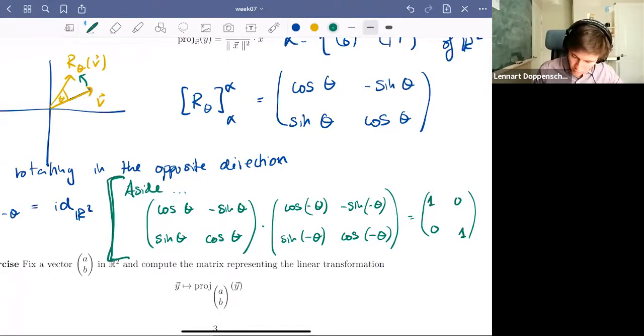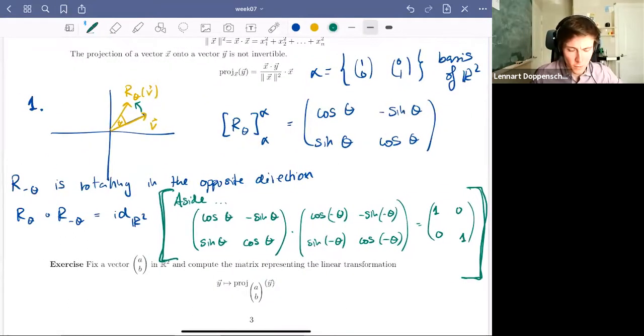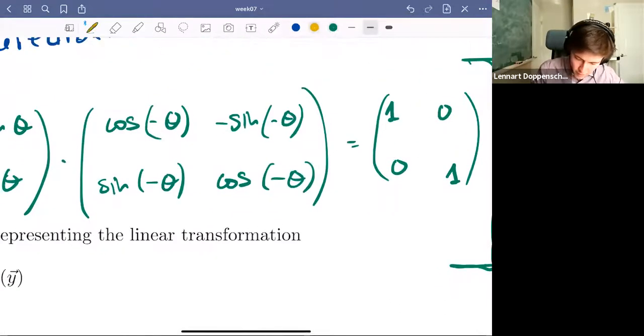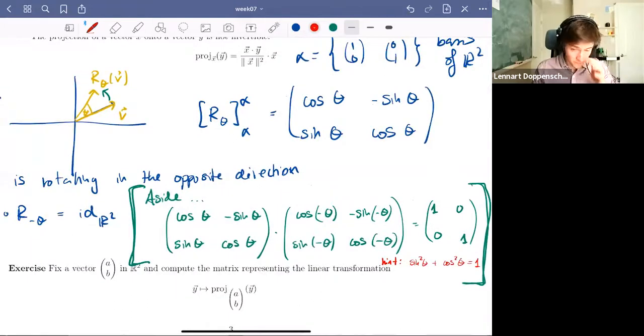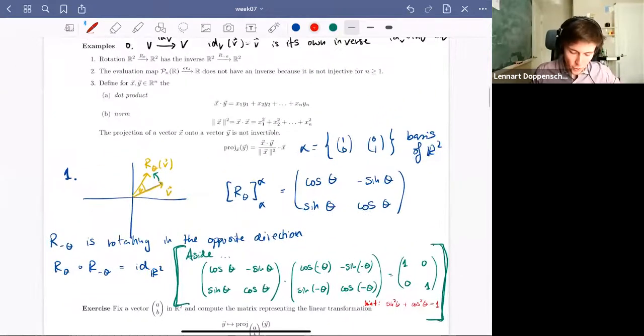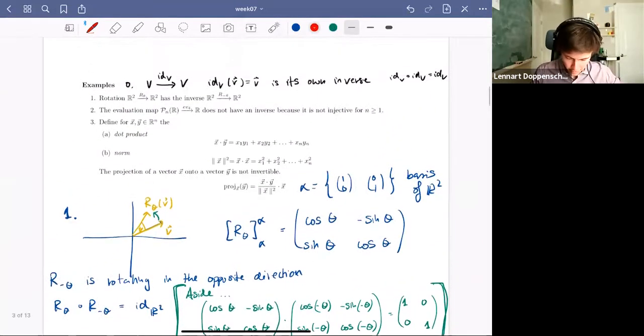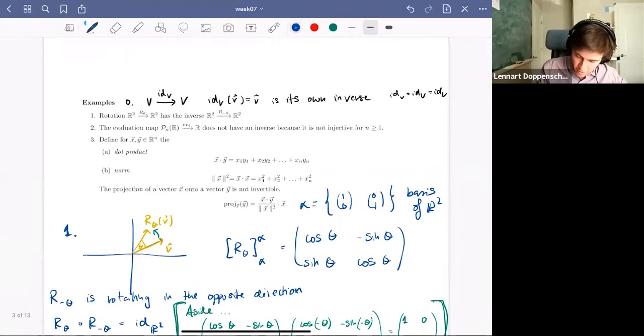So this is equivalent on the matrix side to say this, and you can verify why this is actually true. And I could give you a hint: sine squared theta plus cosine squared theta is 1. Okay, but let's focus on the invertibility and not on other things. Getting distracted. Any questions?